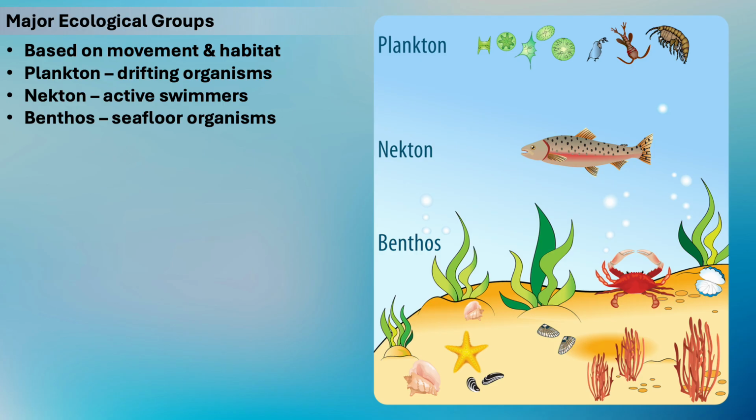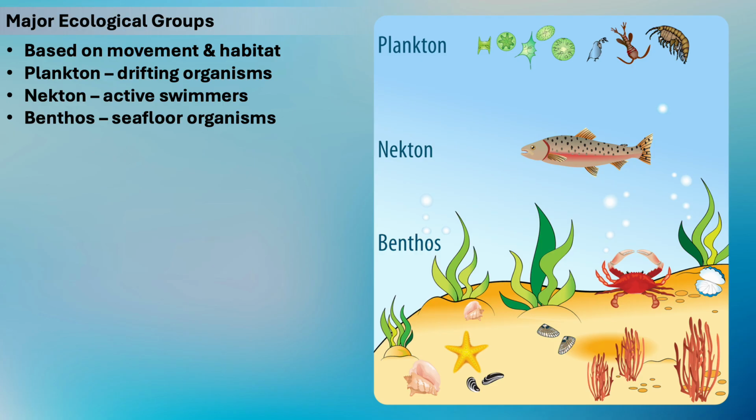The second group is nekton. Nekton are organisms capable of active swimming that allows them to move independently of ocean currents. These organisms can control their position in the water column and often undertake large migrations across vast ocean distances. Fish, squid, marine mammals, and many large invertebrates fall into this category. Because nekton can actively pursue prey and avoid predators, their ecological interactions are quite different from those of drifting plankton.